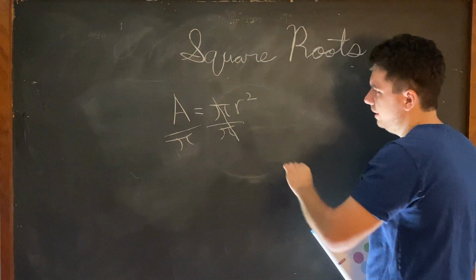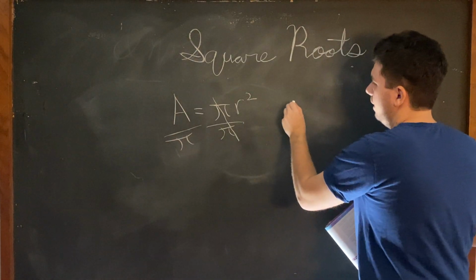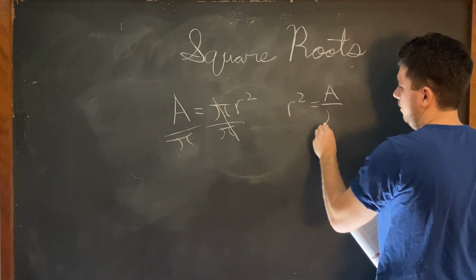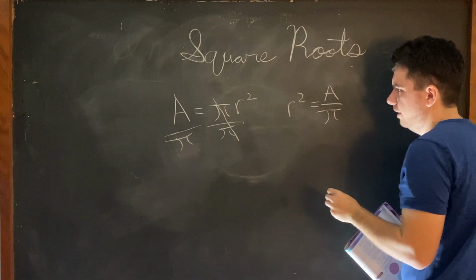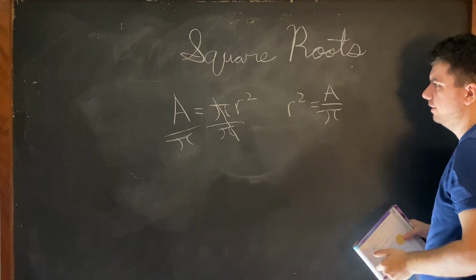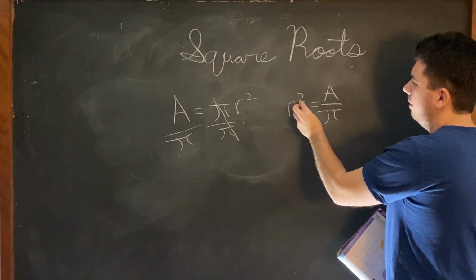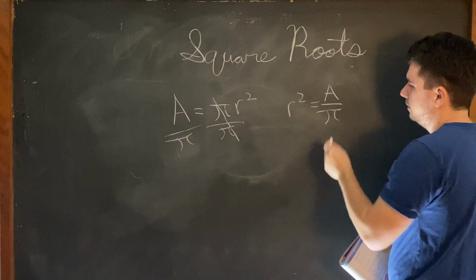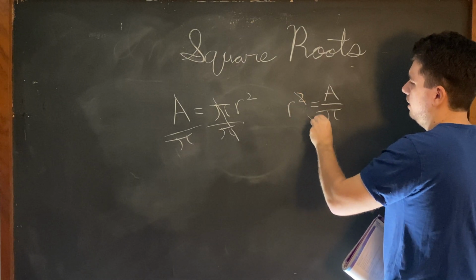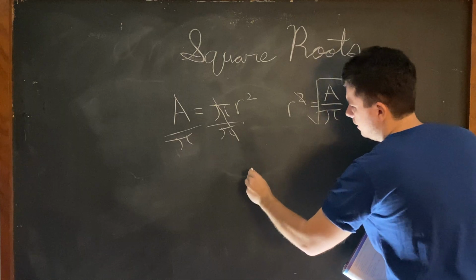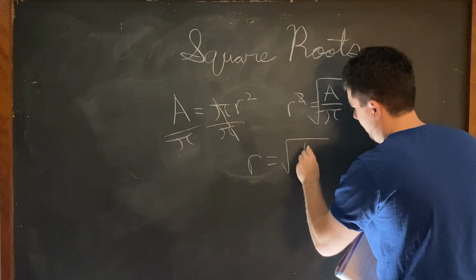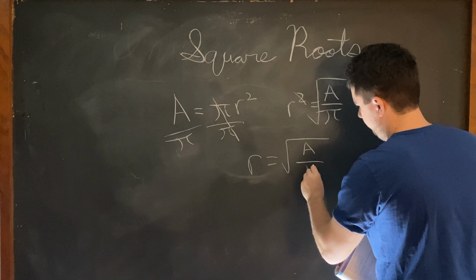Then what the textbook did is they flipped the equation. They went r squared is equal to A over pi. They got rid of pi, so that we have r squared by itself. Now, to get rid of the squared, we have to take the square root of the other side. So they took out the squared and put a square root on the other side to give us the formula r is equal to the square root of A over pi.